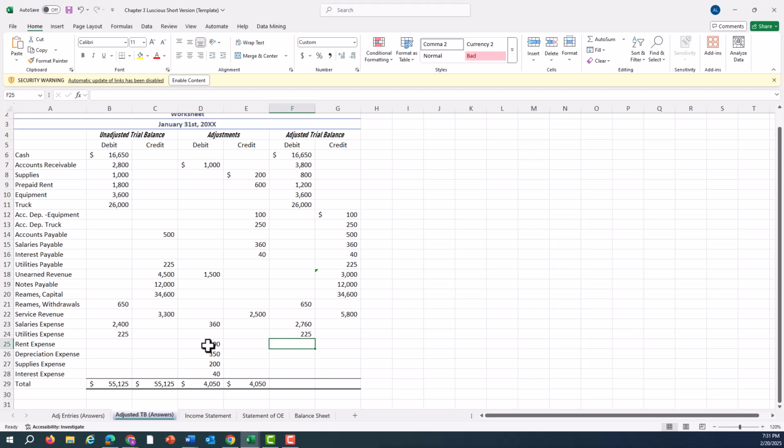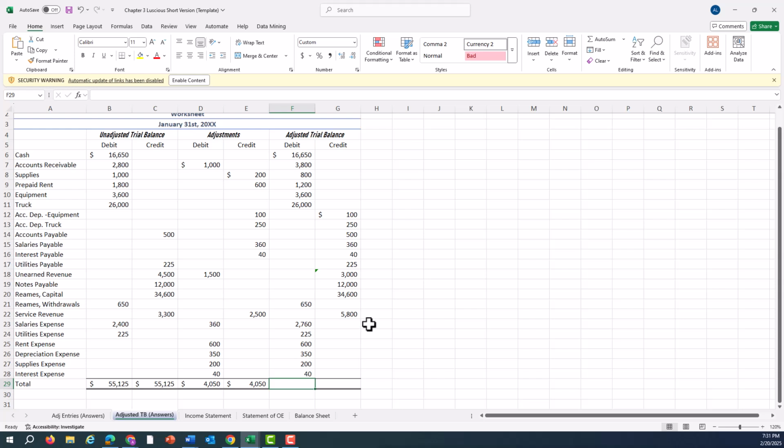And then for our rent expense, our depreciation expense, our supplies expense, and our interest expense, none of those accounts had a balance prior to adjustment. And we adjusted them all with debits. So they should all have debit balances equal to the amount of the adjustment. And I'm just going to bring those all over.